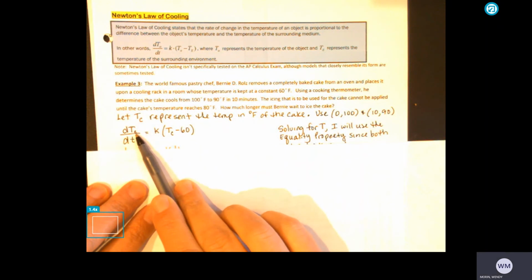The derivative of the temperature of the cake with respect to time is equal to K times the temperature of the cake minus 60 degrees. Because again, that's the environment. Okay. If you go up here, you're starting at 100 degrees. So those are the 2 points, 0, 100, and then 10 minutes later, you're at 90. So you have to be able to get the 2 points from this information. Very similar to what we did in the past. And then we have to go through the process.